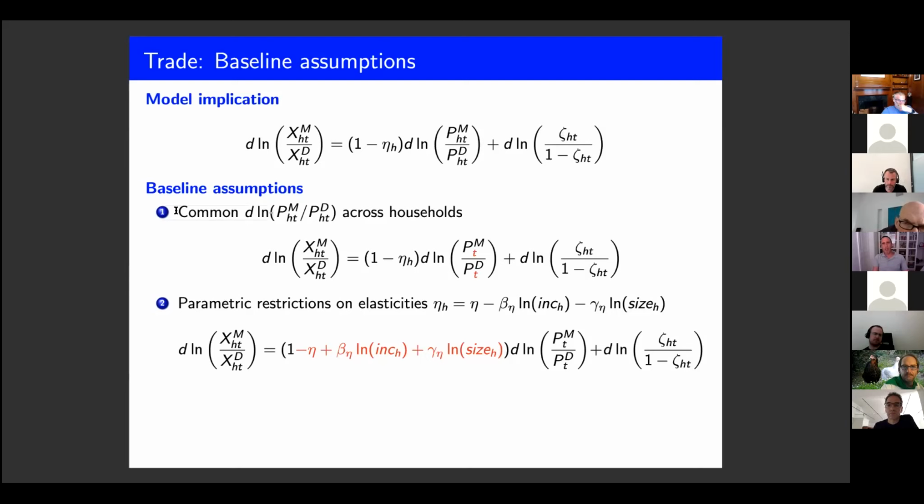We're going to first assume that prices are common across households. Then we're going to construct group specific prices, but the results are not very different, although less tightly estimated. And we're going to parameterize these elasticities as depending log linearly on income, the log of income, and the log of size. So in the end, we're going to replace that here, and we're going to be interested in these coefficients beta and gamma.